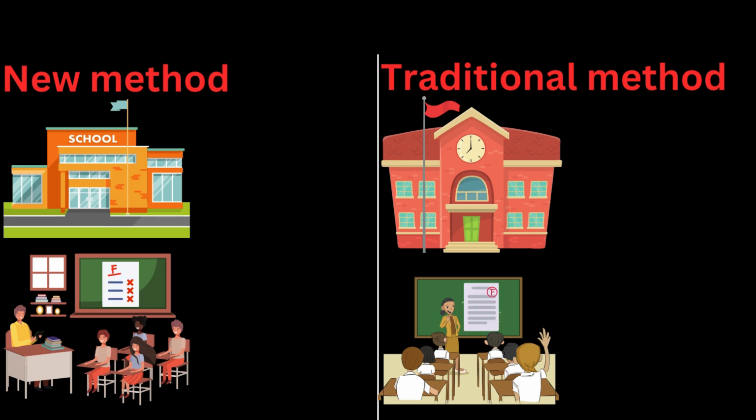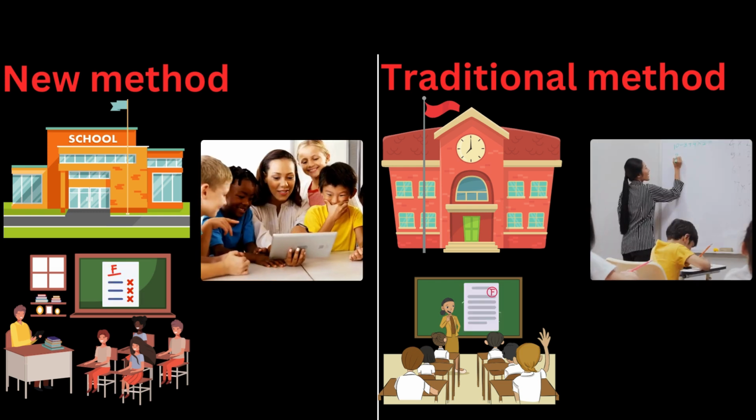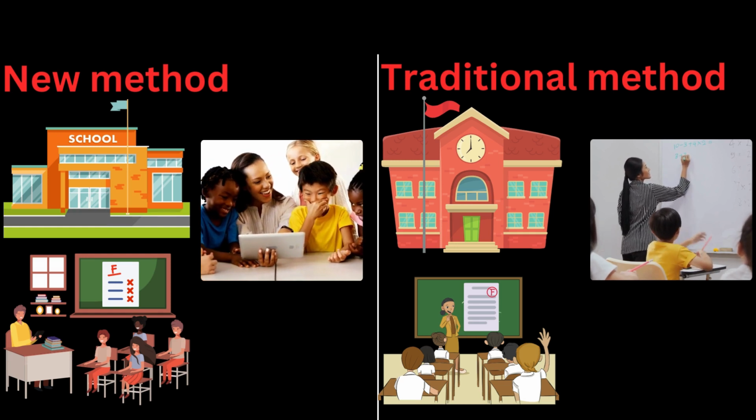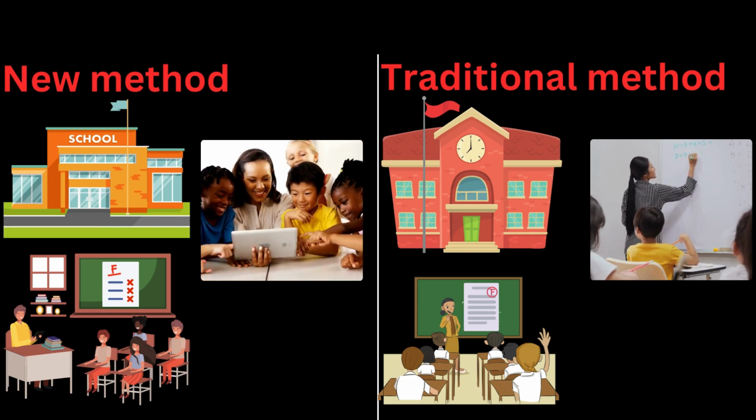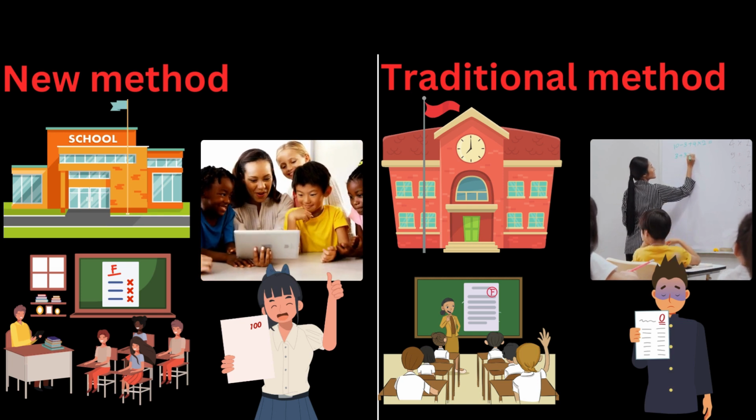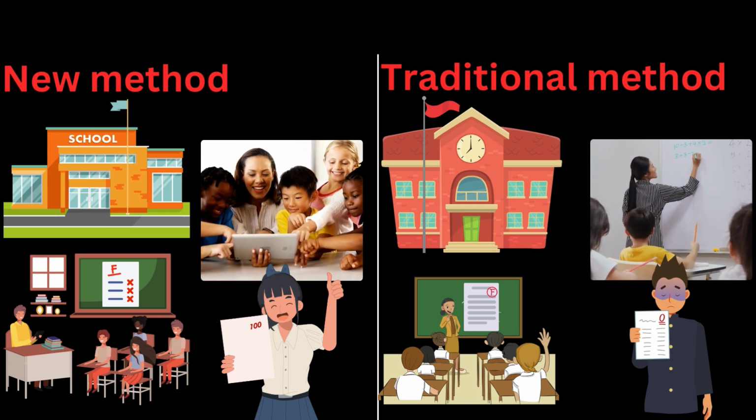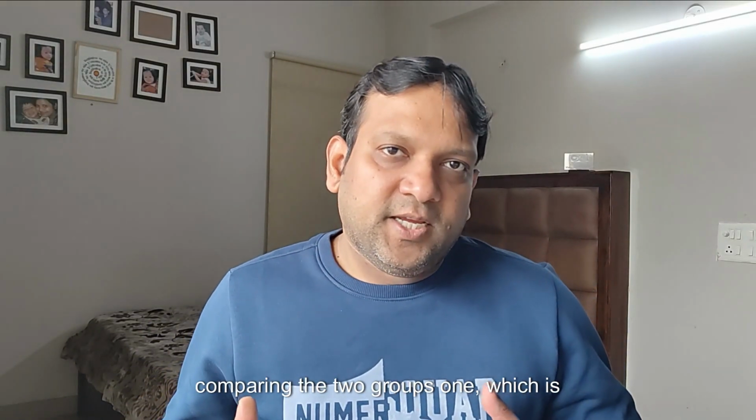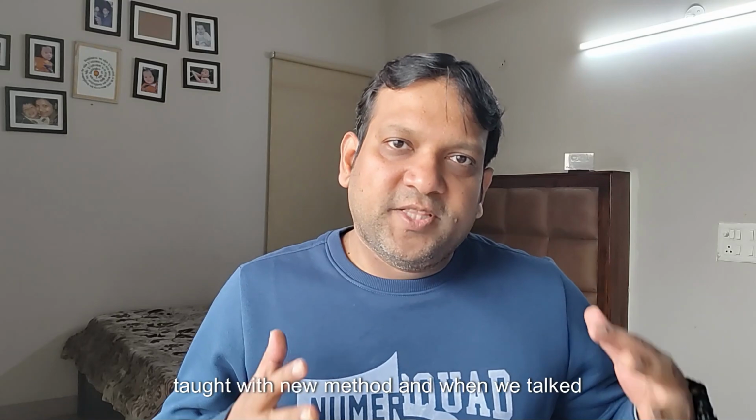So, the objective here is to determine if the new teaching method significantly improves math scores compared to the traditional method. The data we have is mathematics test scores from two groups of students, one taught with the new method and one with the traditional method. So the scenario in front of us is comparing the two groups. So let's see the data.